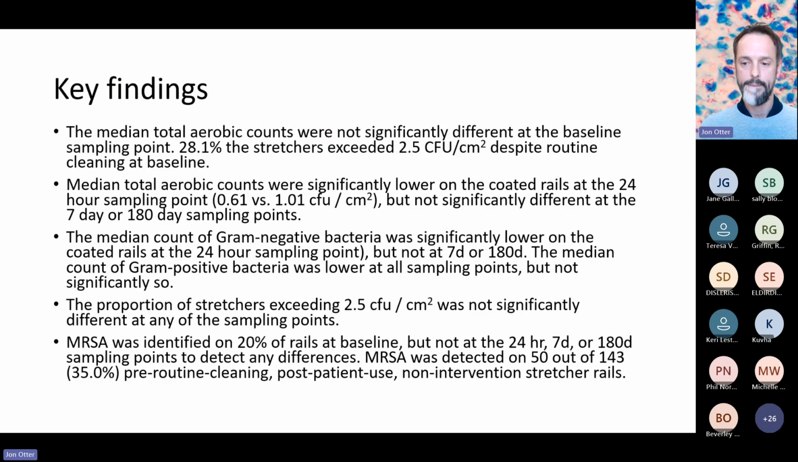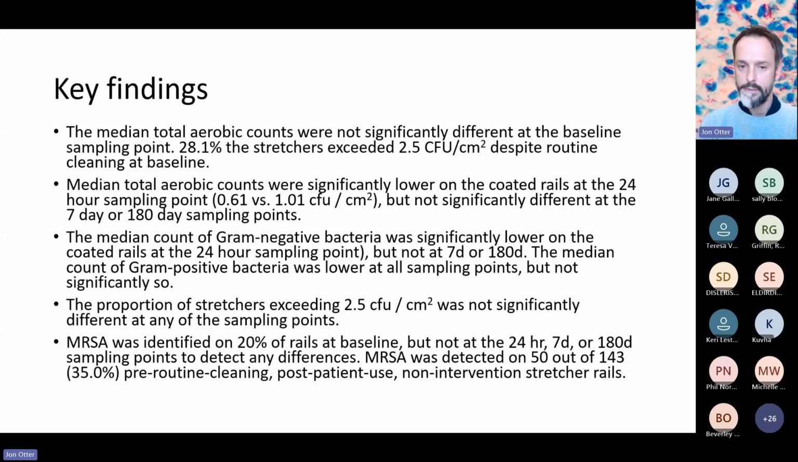So what did they find? They found that the median total aerobic count was not significantly different at baseline. So that was good and not a surprise. Approaching a third of the stretchers exceeded what is a nominal hygiene standard of 2.5 CFU per centimeter squared, despite routine cleaning at baseline. So quite a lot of what you might describe as, and have been described elsewhere as, hygiene fails at baseline, which is not unsurprising, not atypical.